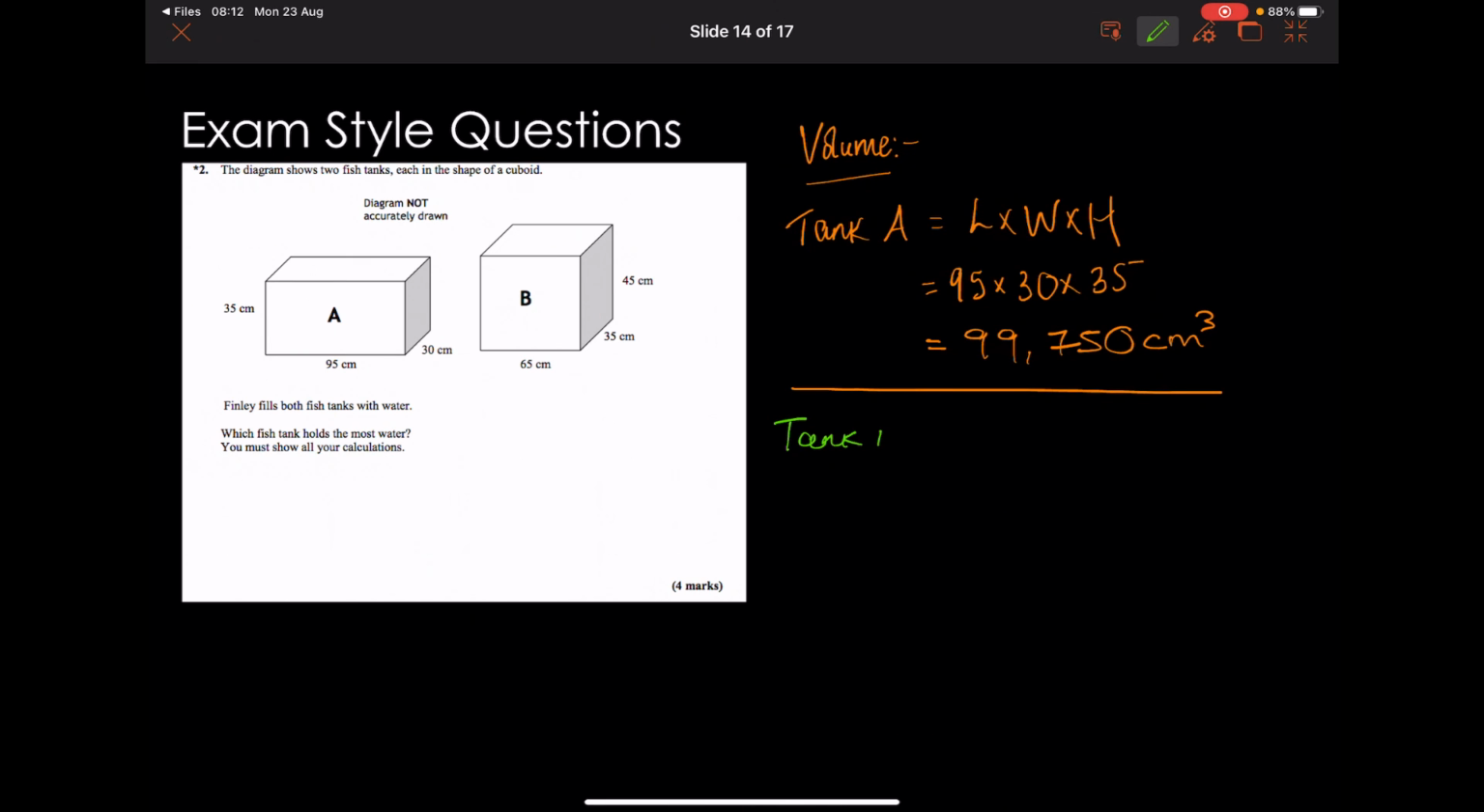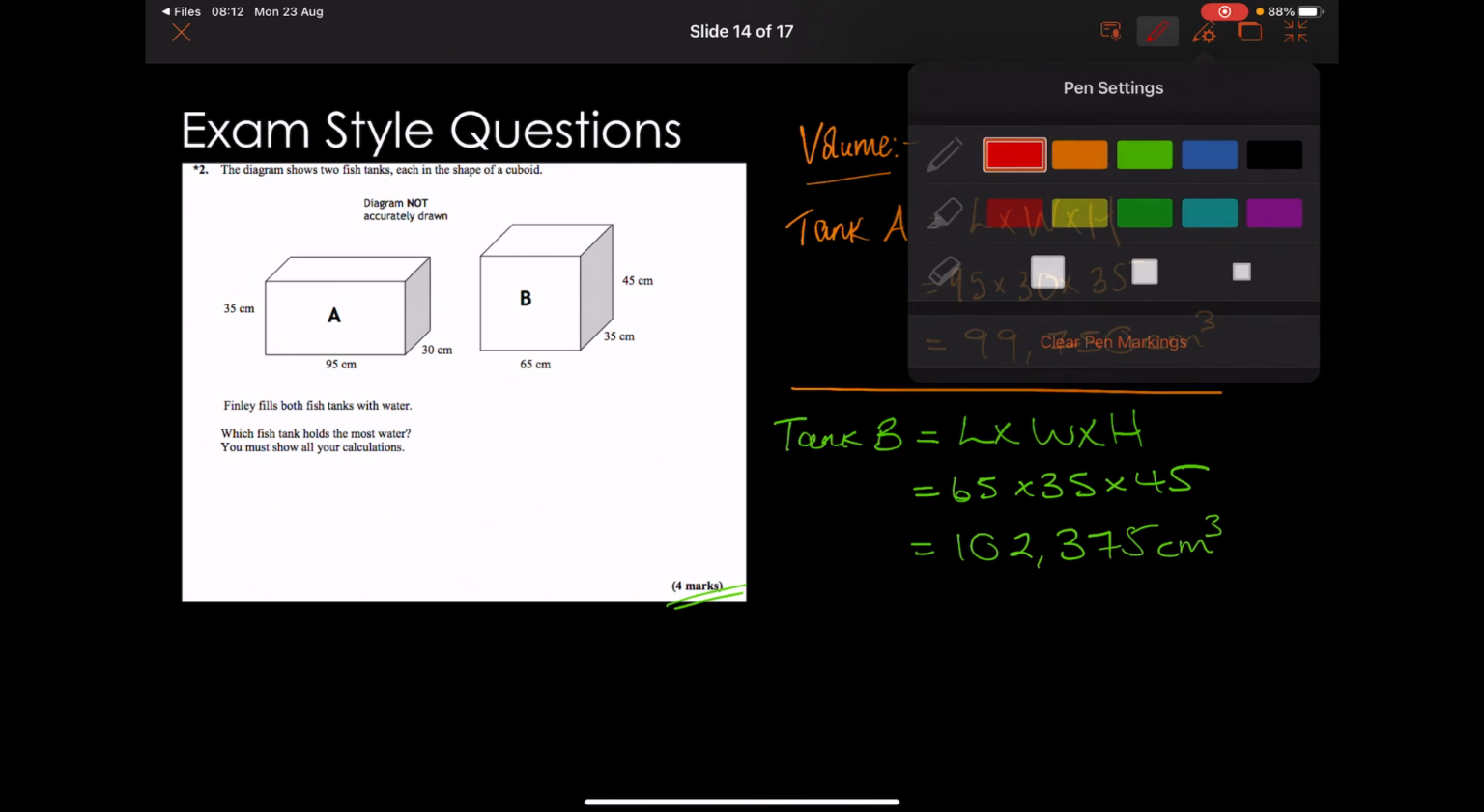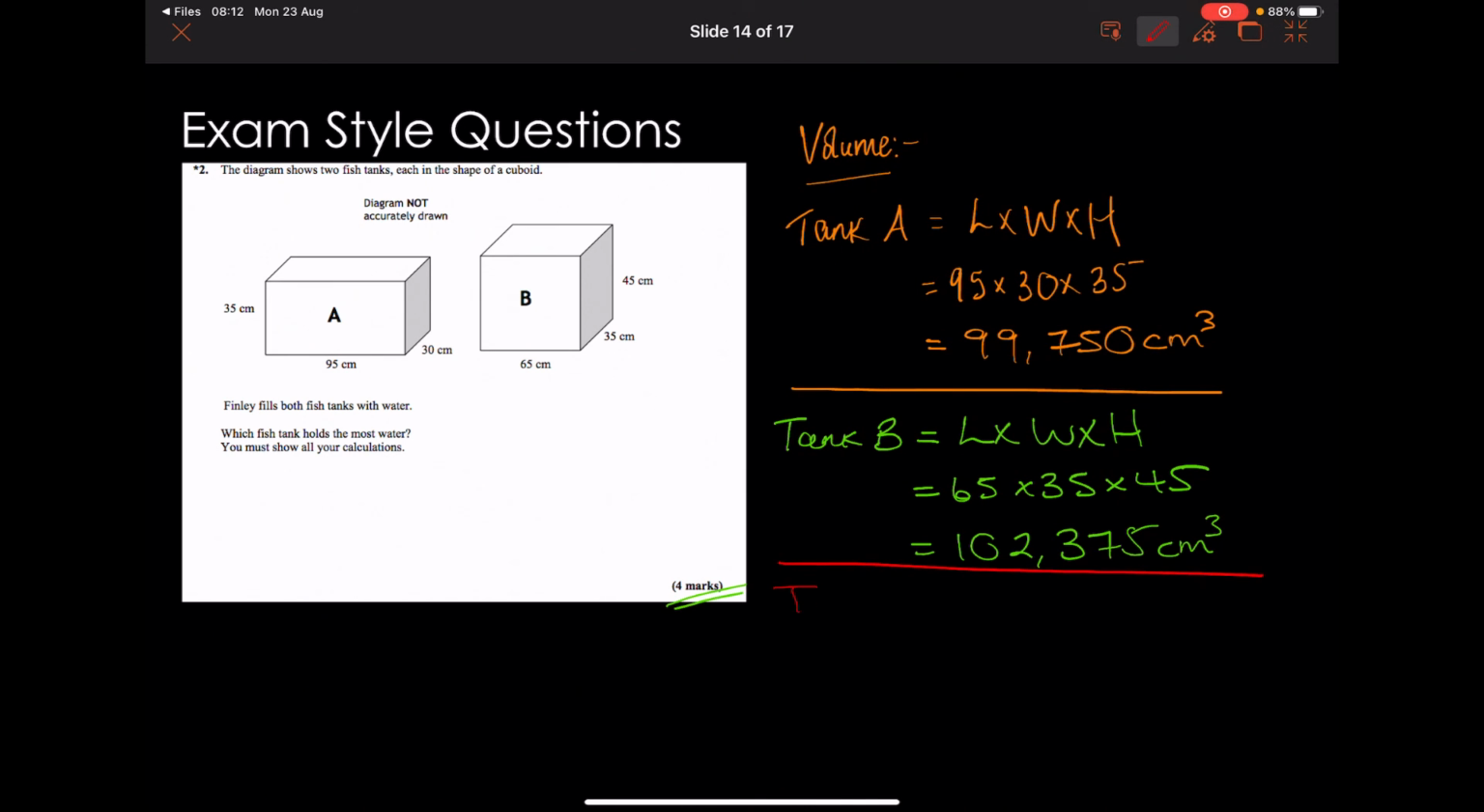Then if we look at tank B, we're going to do the same, and that means we're going to do 65 times 35 times 45. Again, you get 4 marks for this, so it's not a bad question. And that gives us 102,375 centimetres cubed. Now, it doesn't ask us to do this, but you could change them into litres if you wanted. However, it's not necessary. So you could just say that tank B holds the most, because you've worked out your calculations.